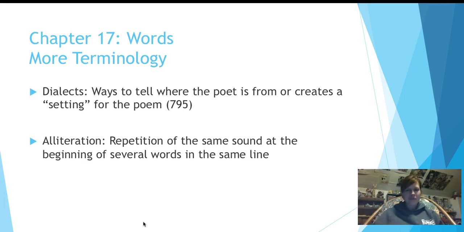And then the other term is alliteration, which is my favorite poetry term ever. I love alliteration. It is the repetition of the same sound at the beginning of several words in the same line. So a little bit of alliteration there, even in its definition. Alliteration is a great thing to use if you're trying to find a title for your story or your paper and you're like, I don't know what to call this.